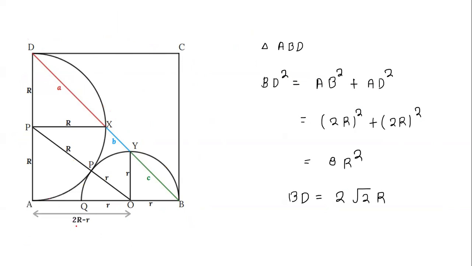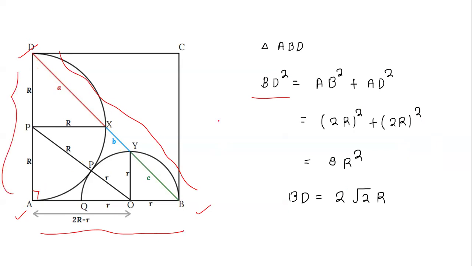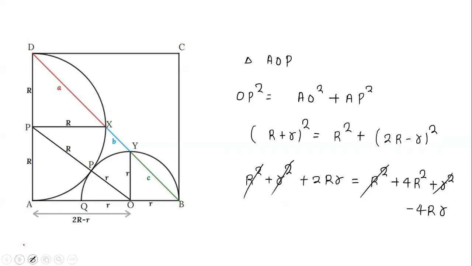You see, we can write this by applying the Pythagoras theorem in the triangle ABD. This is a 90-degree angle. So BD square, which is this diagonal square, is equal to AB square plus AD square. We know this is 2 times capital R and this is also 2 times capital R. After squaring, it becomes 8 times capital R square, and after taking the square root, it becomes 2 root 2 times capital R. So this is the diagonal.